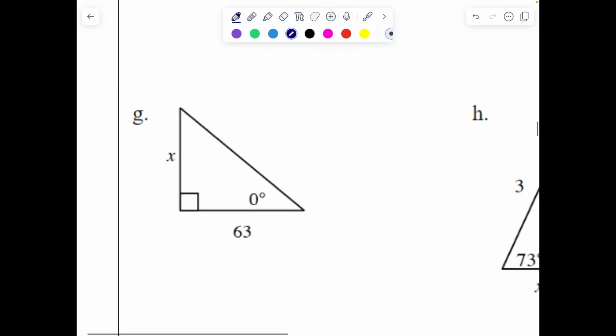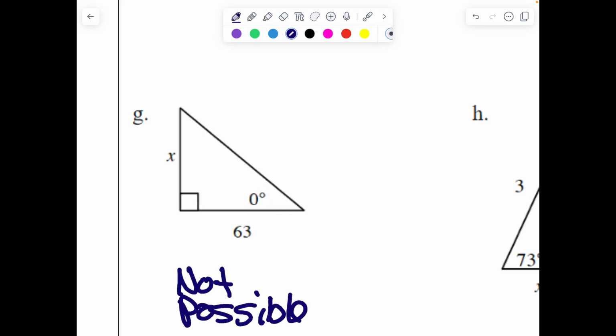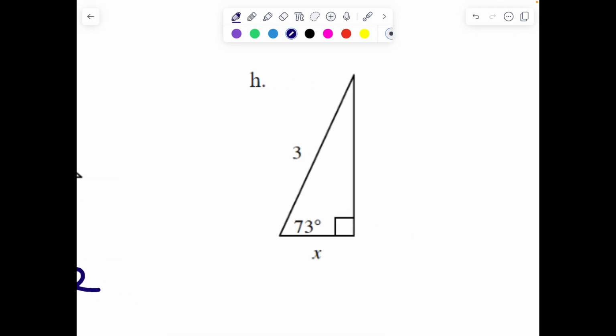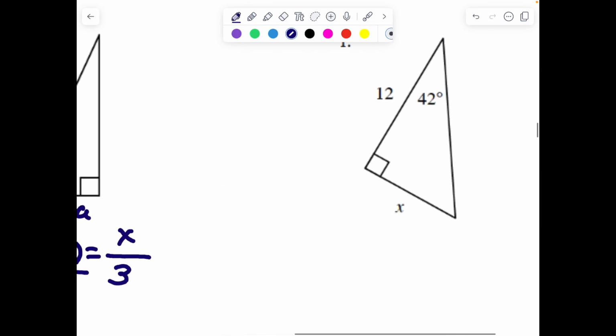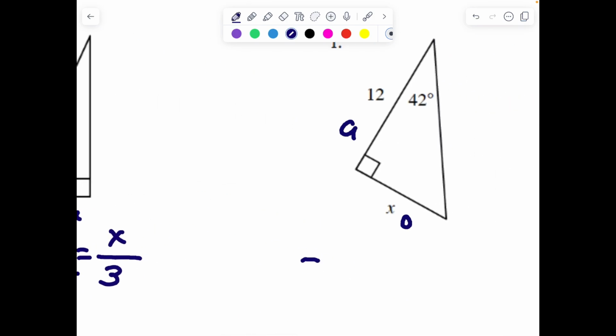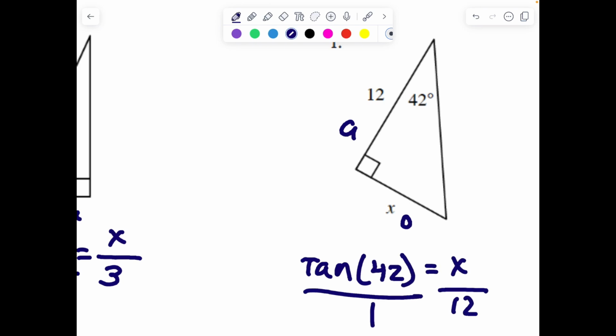Down here, now 0 degrees, we cannot have a 0-degree angle in a triangle. That's not possible. Over here, 73 degrees, we have the adjacent and the hypotenuse side, so that's cosine of 73 equals x over 3. And then over here we have the opposite and the adjacent, so that's going to be the tangent of 42, opposite over adjacent, so x over 12.